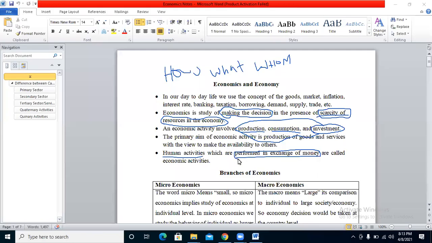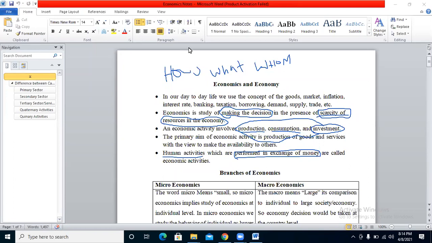Major thing. Before money, economic activities were done through the barter system. But after the involvement of the money system, or the monetary system, human exchange activities are in the form of money. So this is the basic concept of economics.